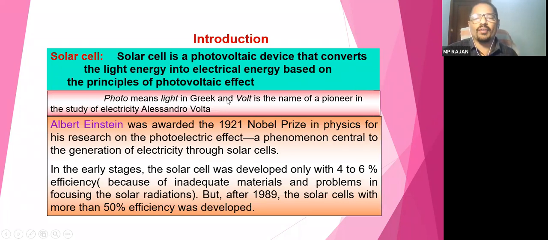And volt comes from the name of a scientist who was a pioneer in the study of electricity, Alexander Volta. So both joined together make photovoltaic. So a solar cell is a photovoltaic cell, although it is the same, with a slight difference we can say. Solar cell means we are using only solar light, sunlight; that is what we specifically call a solar cell. In a photovoltaic cell, mostly we use solar light, but any light we can use.